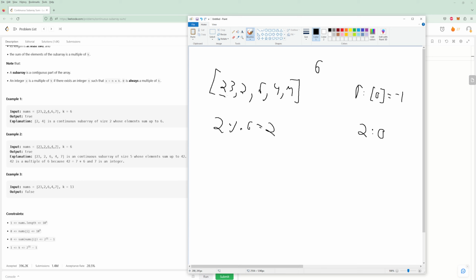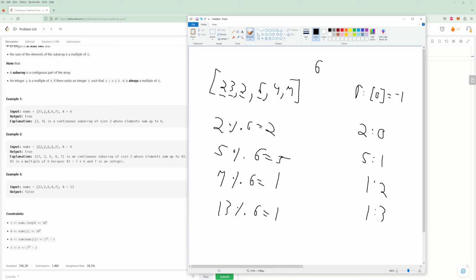Okay, we haven't seen that yet. So now we go over here. 5 mod 6, 5 at index 1. You can speed this up a bit. 7 mod 6 equals 1, 1 at index 2. Then we add a 6. 13 mod 6 equals 1 at index 3.